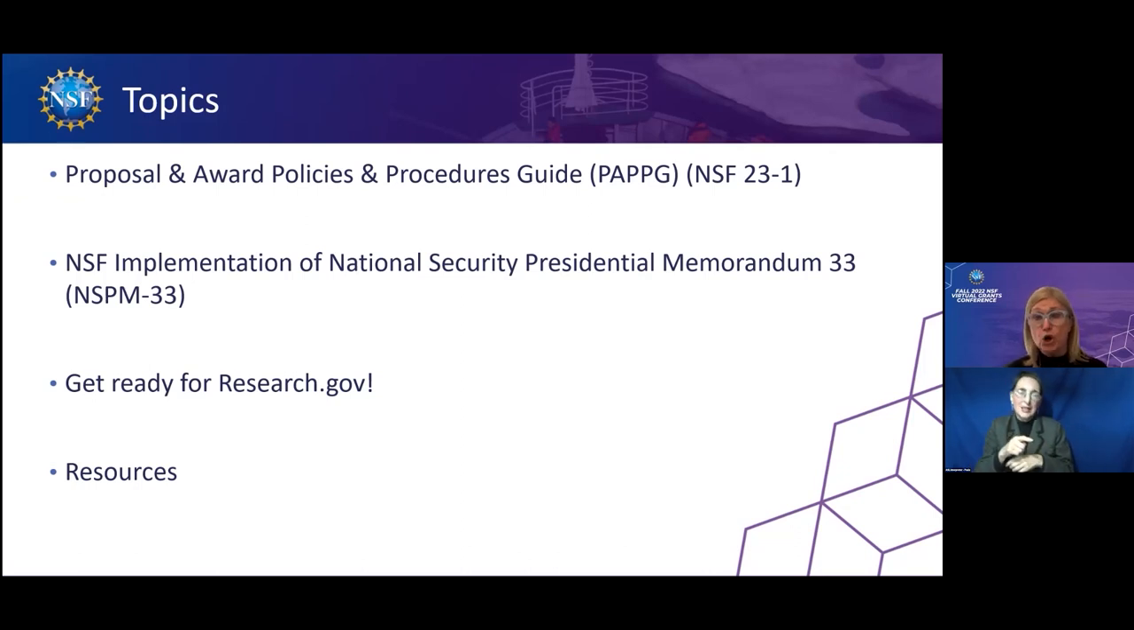We will also be talking about NSF's transition to research.gov, as well as some resources that will help you not only after this session, but as you're preparing, hopefully, that next future proposal for submission to NSF.